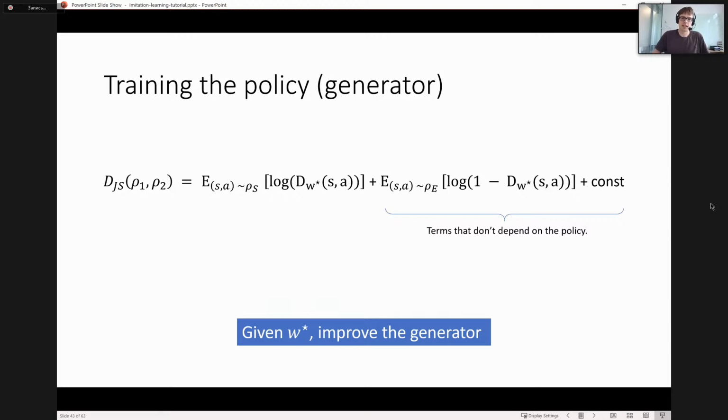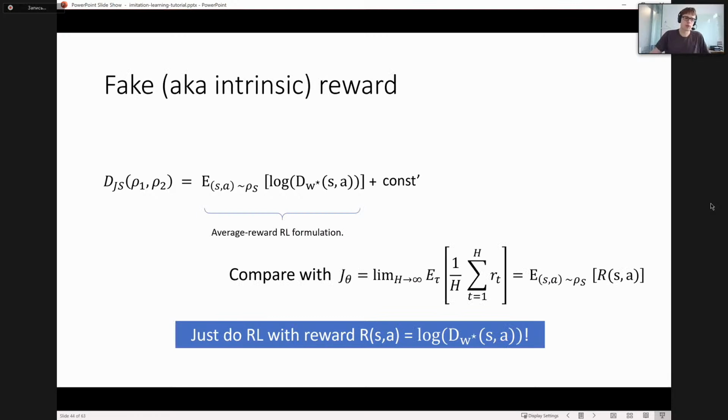The first thing we notice in this expression is that there are many terms that do not depend on the policy. The policy influences the distribution of states seen under the imitation learner. It does not influence anything here. Because we're optimizing the policy, we don't care about these terms because they're constants, so we're just going to optimize that term. And we notice, when we began the talk, we started with this average reward reinforcement learning formulation.